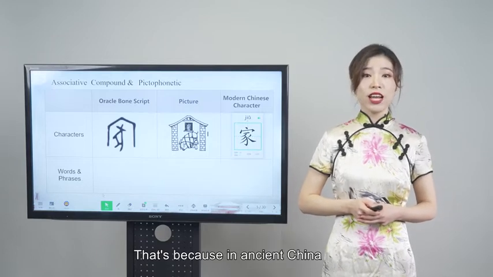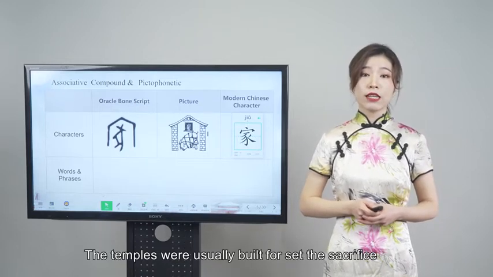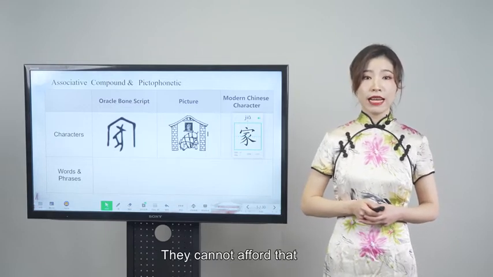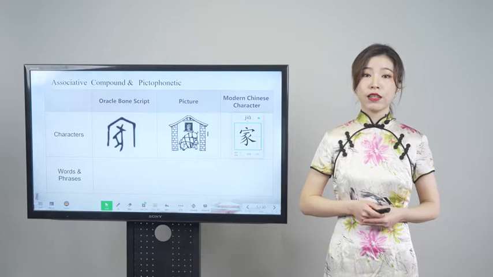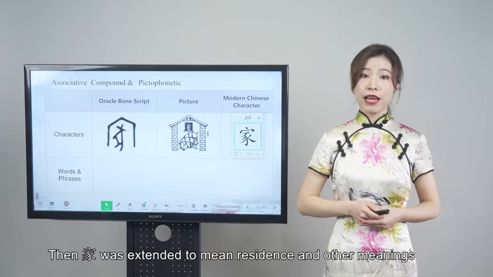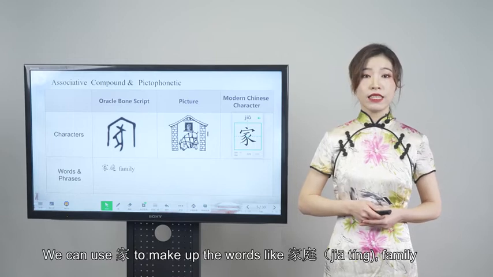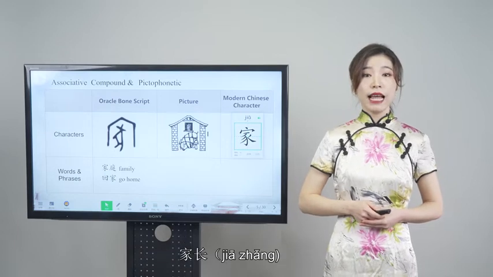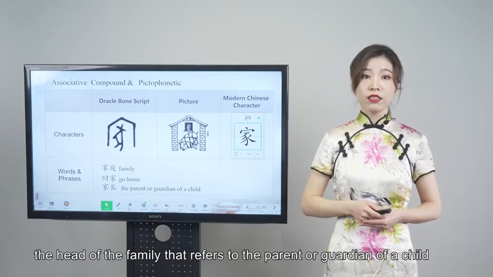That's because in ancient China, after the nobles died, temples were usually built for the sacrifice. But the civilians didn't have temples, they could not afford that. So they usually set up the pigs under the corridor to worship. That's home. Then 家 was extended to mean residence and other meanings. We can use 家 to make up words like 家庭, family, 回家, go back home, 家长, the head of the family, that refers to the parent or guardian of a child.